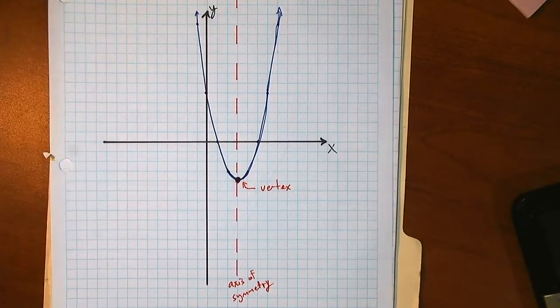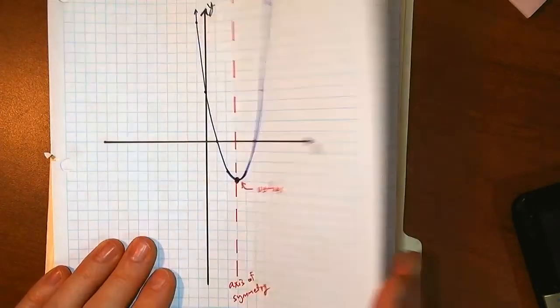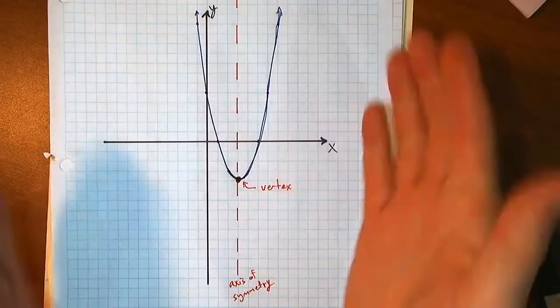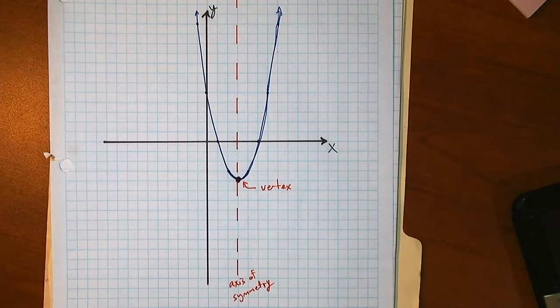If I were to take my graph and fold it in half right along the axis of symmetry, you can't see it because it's on paper, but the two halves of my parabola would exactly line up and exactly match and exactly touch everywhere, okay? So that's a second thing that we're gonna find in this video.